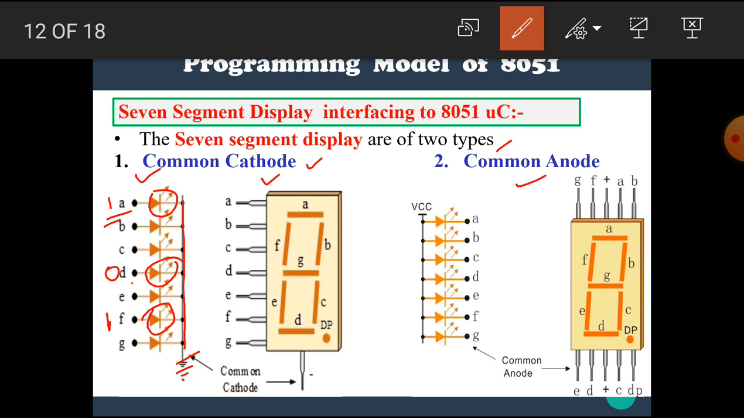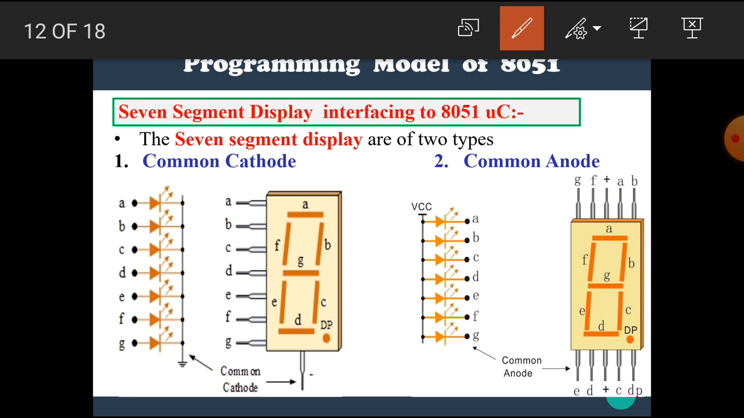Similarly, in common anode, the anodes of all the LEDs are connected together and connected with the VCC, that means plus 5 volt. If we want to glow a particular LED, then we have to provide it 0 or ground. That means if we want to glow the LED A, then we have to connect it to the 0 or to the ground.